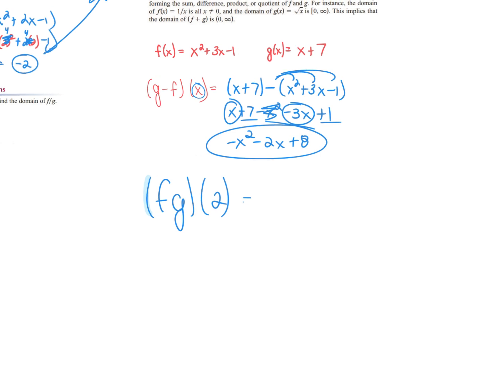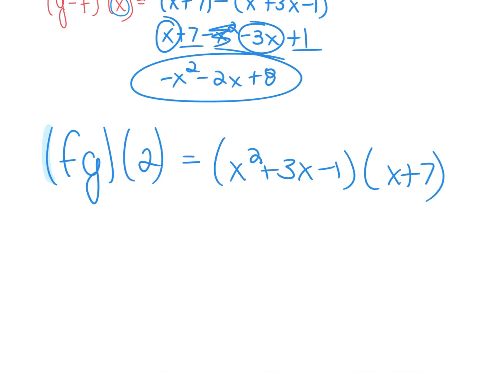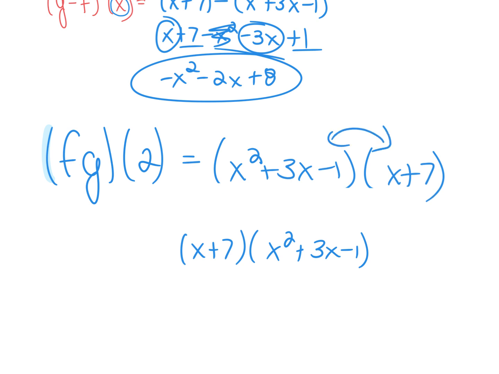So you have your f function is x squared plus 3x minus 1. And then your g function, x plus 7, right? This is a pain in the butt to multiply a little bit. I'm actually going to rewrite it so the binomial is first. We're going back to algebra 1 here for a second. I just switched these two, which you can because it's multiplication. So now we have to distribute.